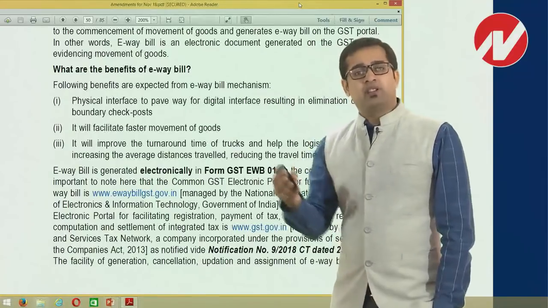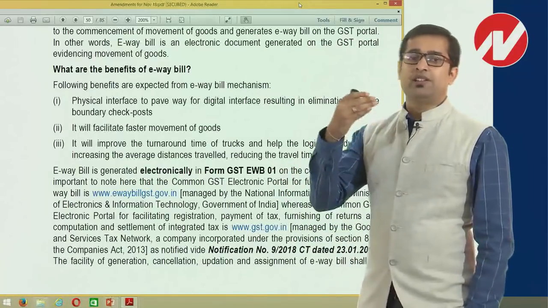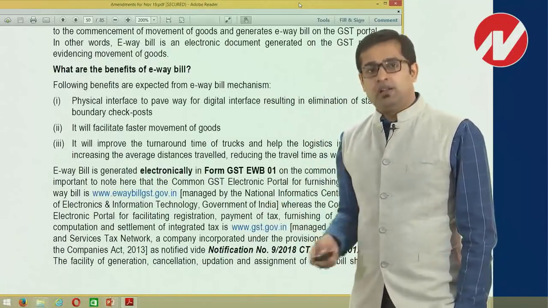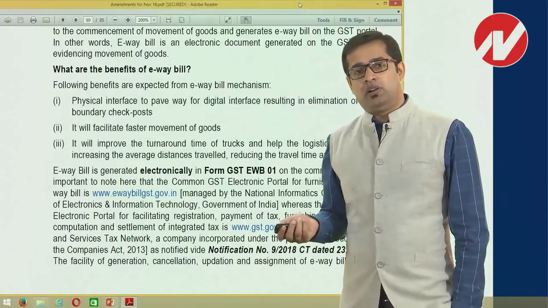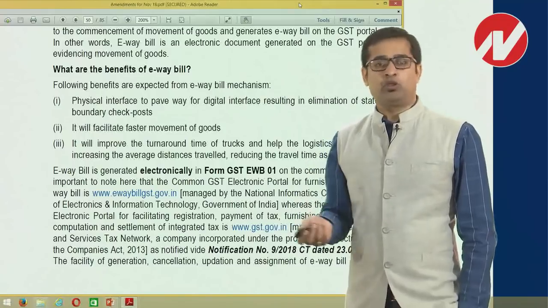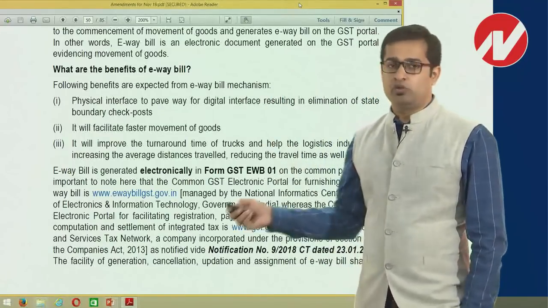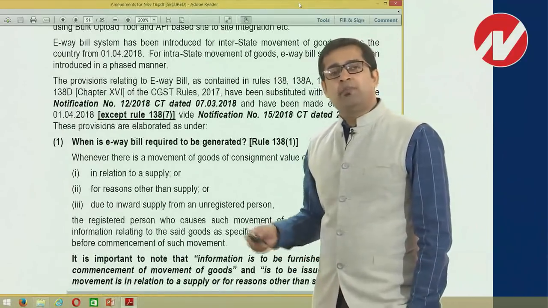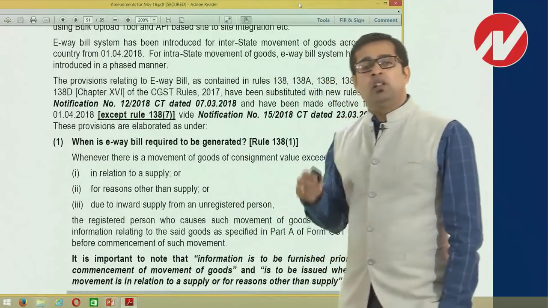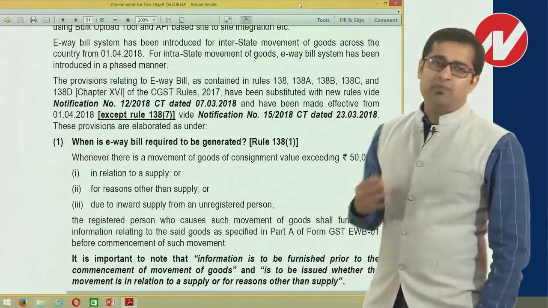While Part A, as I have said, is where the details of the consignor and consignee are required. I mean, the person who is transporting goods, moving goods from one place to another, and the person who is the recipient of those goods, their details are basically required in Part A. Now, when I say Part A or B, I will discuss all those details later.